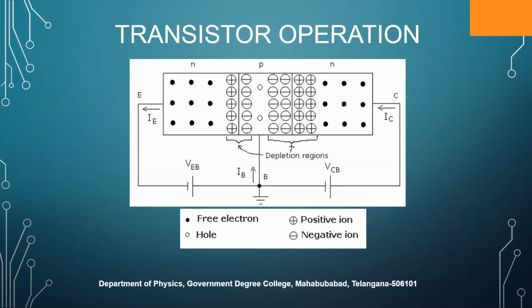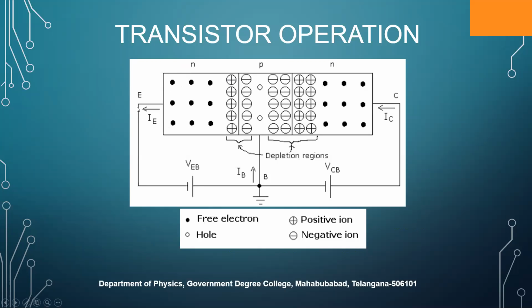Let us go on to discuss the transistor operation. Here, no resistors have been shown, just for understanding. We are discussing an NPN transistor. This is an N-type semiconductor. In N-type semiconductors, electrons are the majority carriers and holes are the minority carriers. There will also be immobile ions.